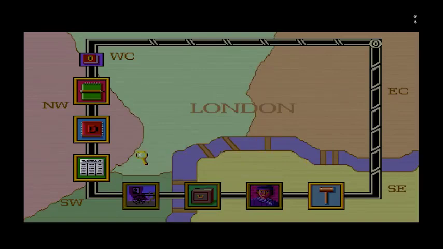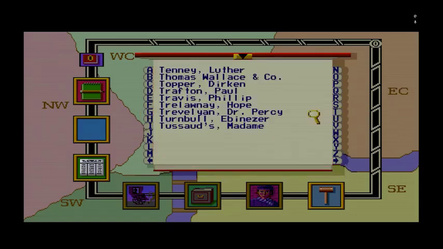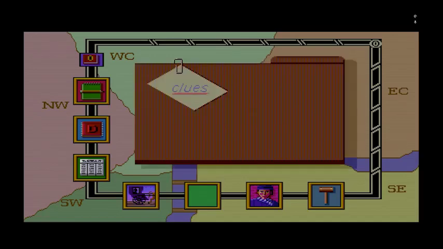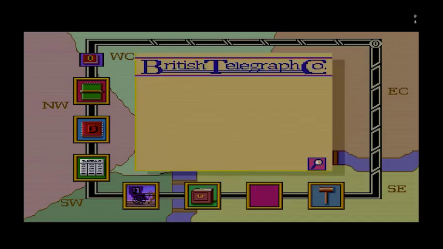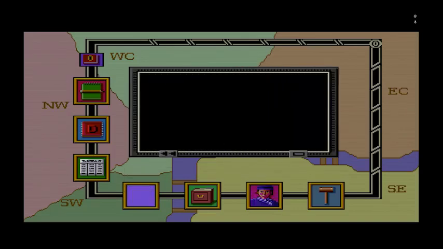Now, Philip Travis. Let's see. Nothing on file. Mr. Holmes, this guy's a loony. Well then, let's go see what makes him so loony.